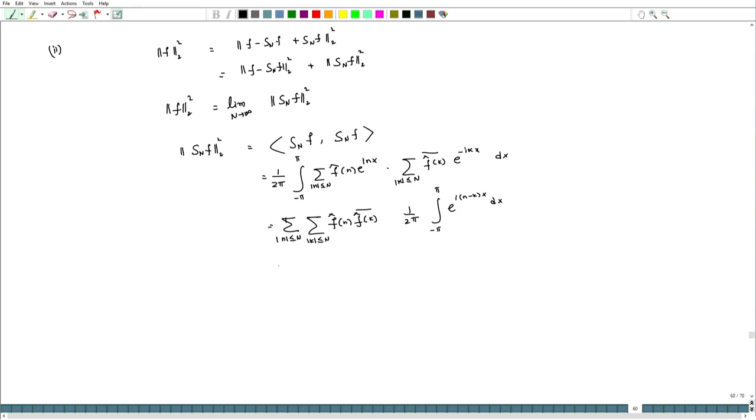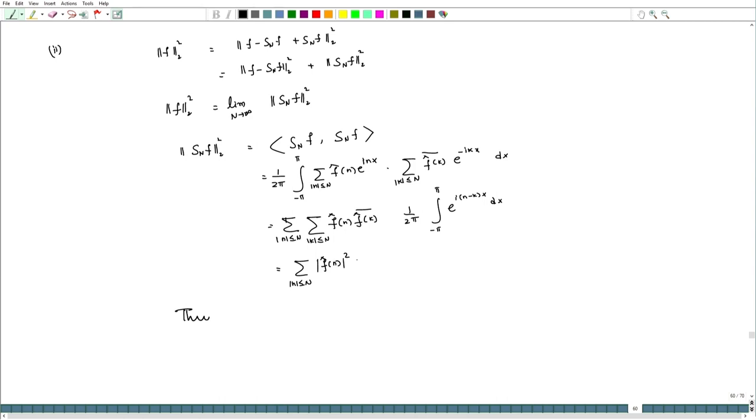Now the orthonormality of e to the power i n x tells us that this k sum is going to survive only when k is equal to n; otherwise the terms will be killed, since they are pairwise orthogonal. So k equal to n means this is f hat of n times f hat of n bar, so this is mod of f hat of n squared. Hence the limit is going to be, and this is a monotonically increasing sequence which is bounded above, therefore the limit is going to exist, and this limit is nothing but the norm of f squared.